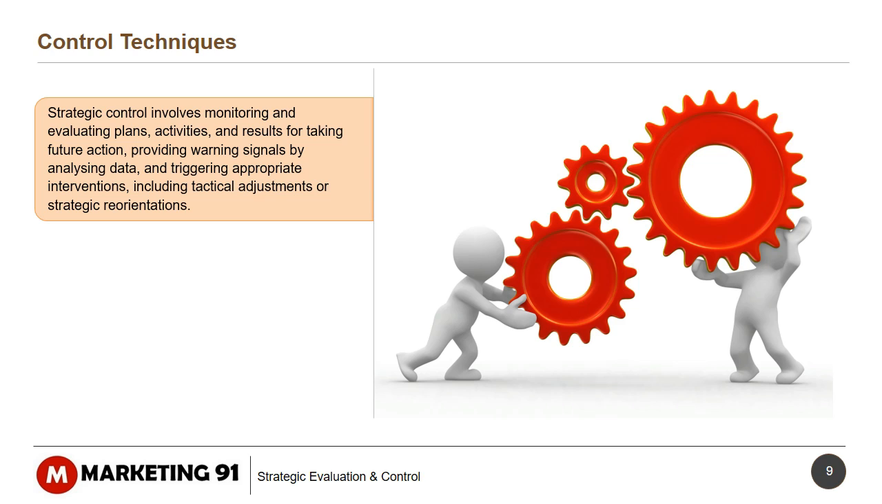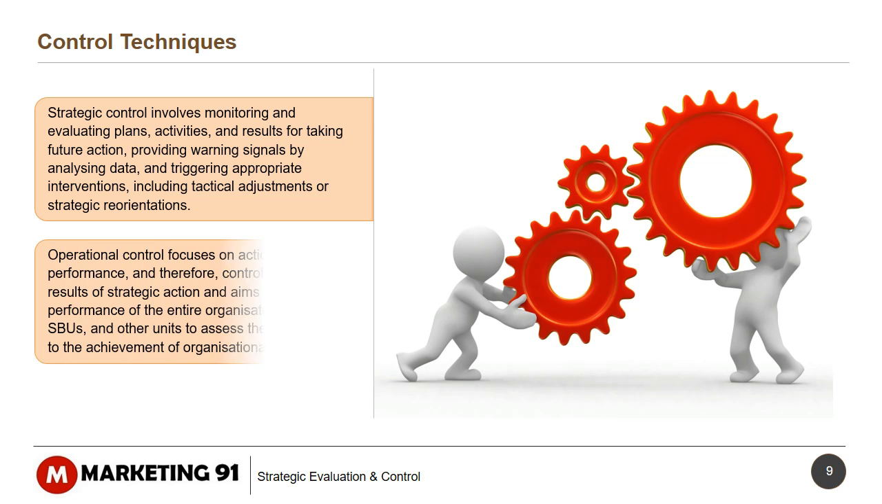Control techniques. Strategic control involves monitoring and evaluating plans, activities, and results for taking future action, providing warning signals by analyzing data and triggering appropriate interventions, including tactical adjustments or strategic reorientations. Operational control focuses on action or performance, and therefore control focuses on the results of strategic action and aims to evaluate the performance of the entire organization, different SBUs, and other units to assess their contribution to the achievement of organizational objectives.